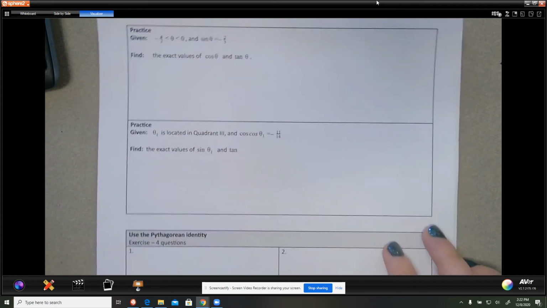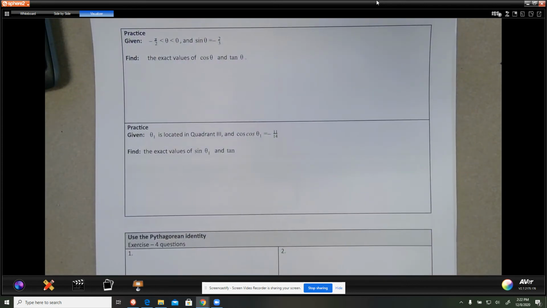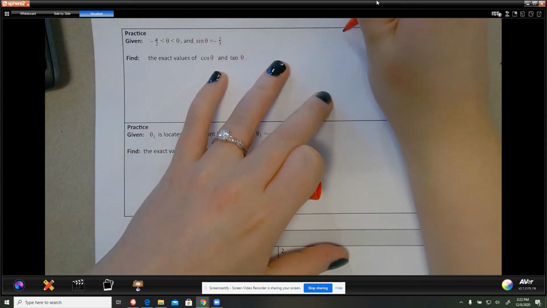All right, hopefully you're all back. I'm going to show you how to do these two. All right, so we have an angle between negative pi over 2 and 0. So let's draw a little unit circle here and talk about that.